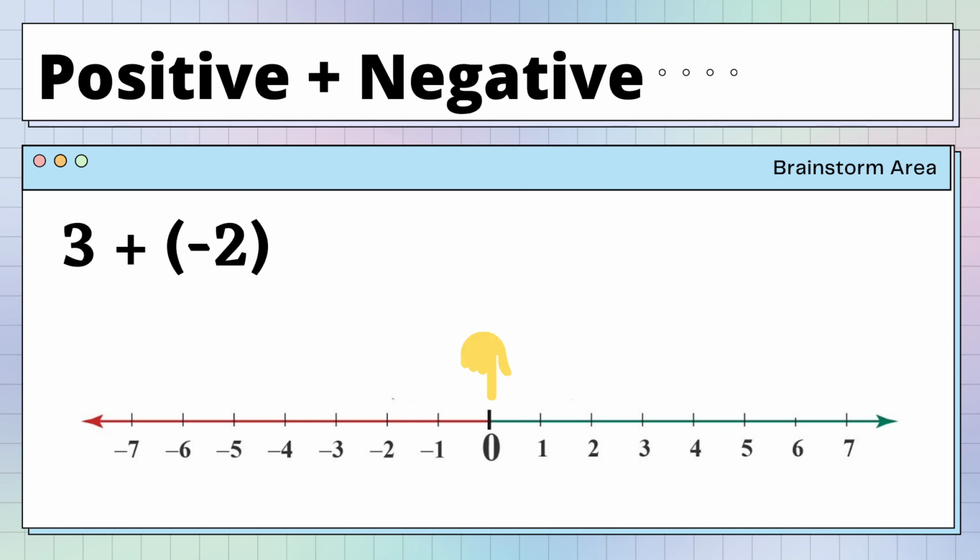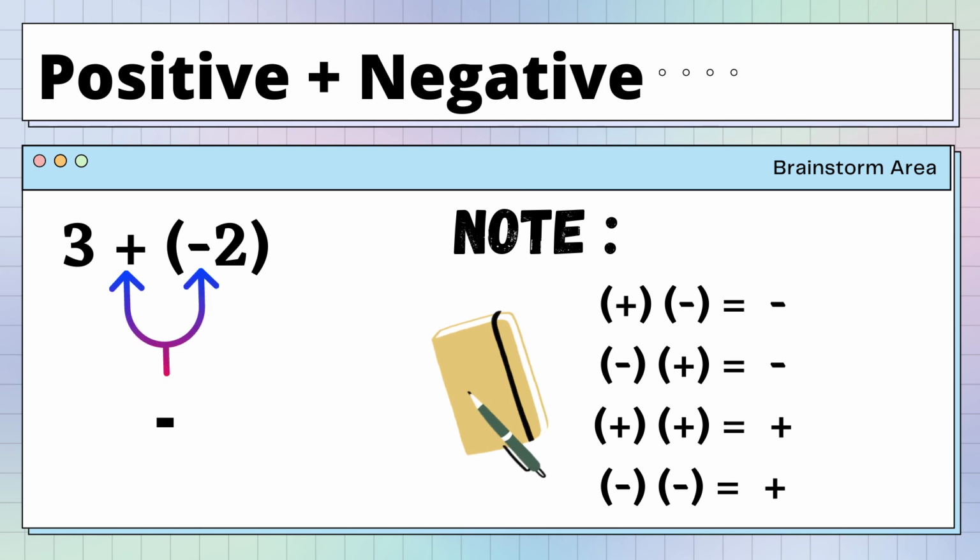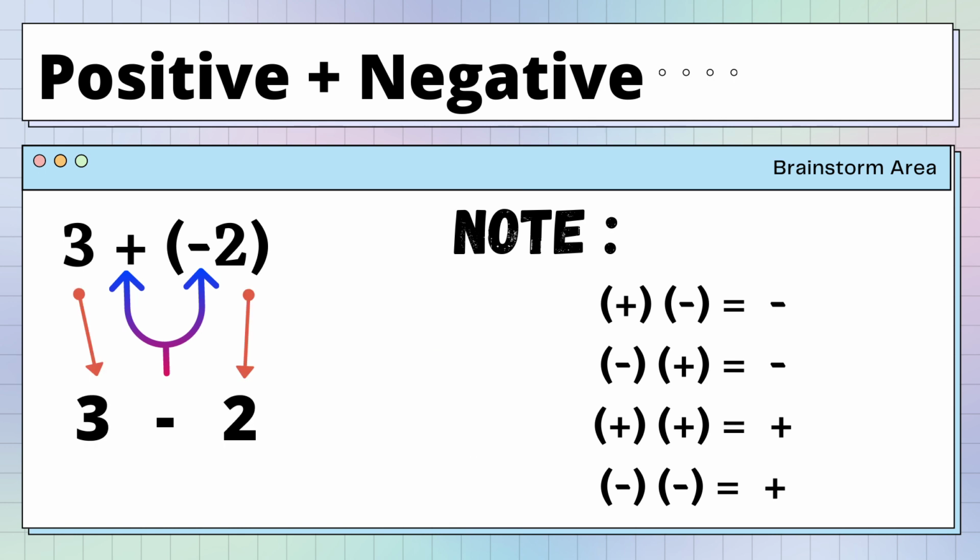Next is positive plus negative. The example here is 3 plus negative 2. In this case, you must know the rule. If it is addition and the second number is a negative integer, the operation will become subtraction, and the equation will become 3 minus 2. And even without using a number line, you will get an answer of 1.